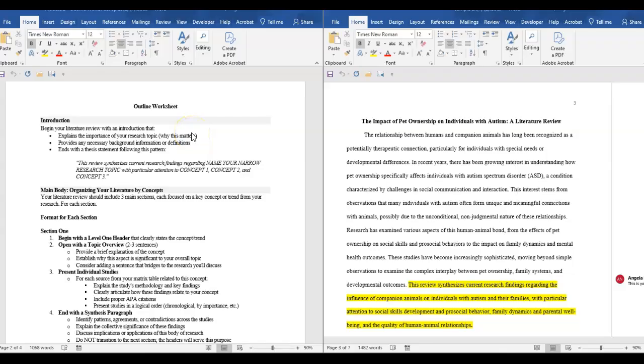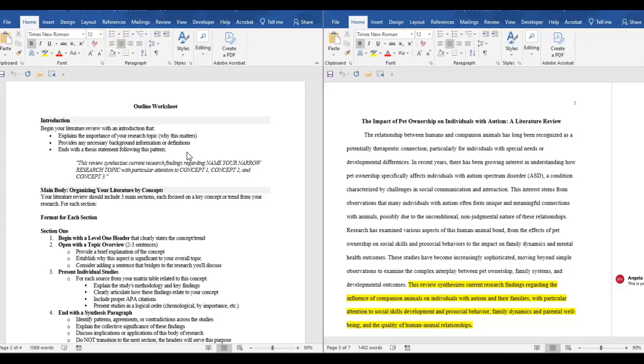You're going to open your own Word document up, and you're going to use your own Word document using this worksheet as guidance. All right. So you're going to take some bulleted notes on what you think you want to do with your introduction. So a literature review introduction is going to give any background information or definitions that you think are important.